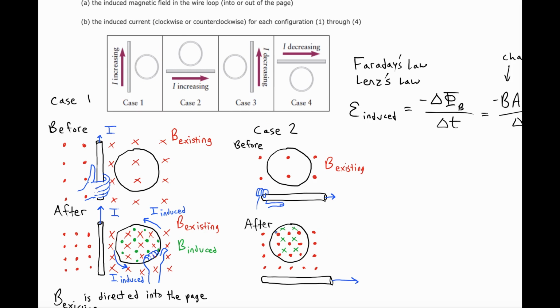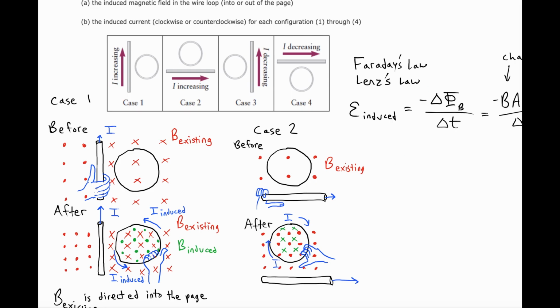Now, in order to find the direction of current, I just wrap my fingers around such that they're actually going to point in to the center of the loop, like that. And when you do that with the right hand, the thumb points clockwise. So the induced current will be clockwise.